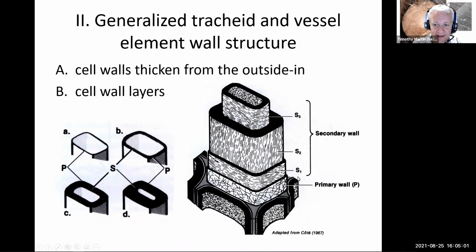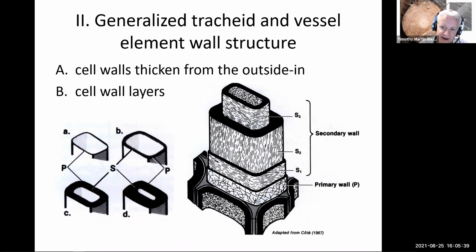So the primary cell wall is the first layer that's laid down. It's the primary cell wall layer. And then additional cell wall layers are laid down as the cell wall thickens, as that cell develops. So the S1, S2, and S3 cell layers are added on sequentially towards the center as that cell wall develops. Those S layers, S1, S2, and S3, are basically the secondary cell walls.